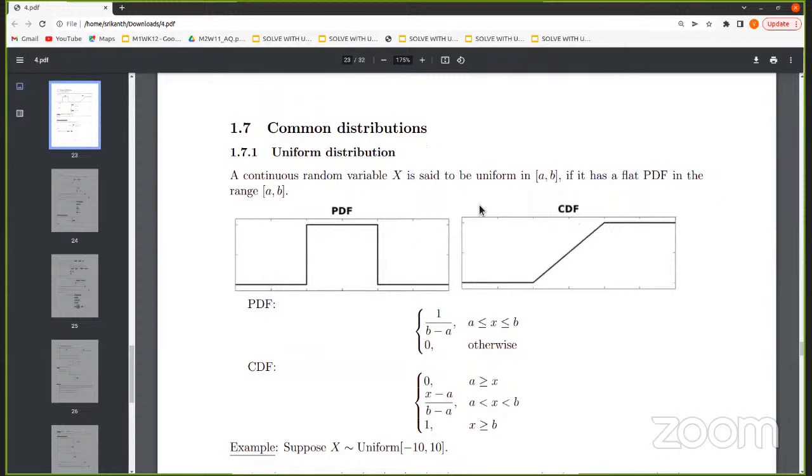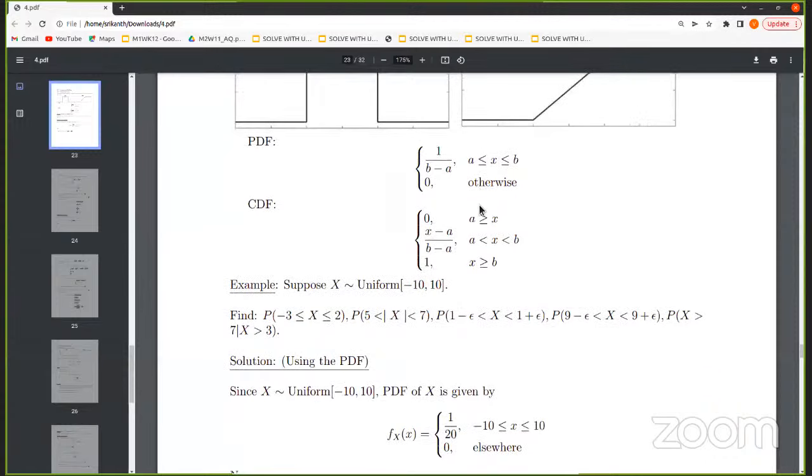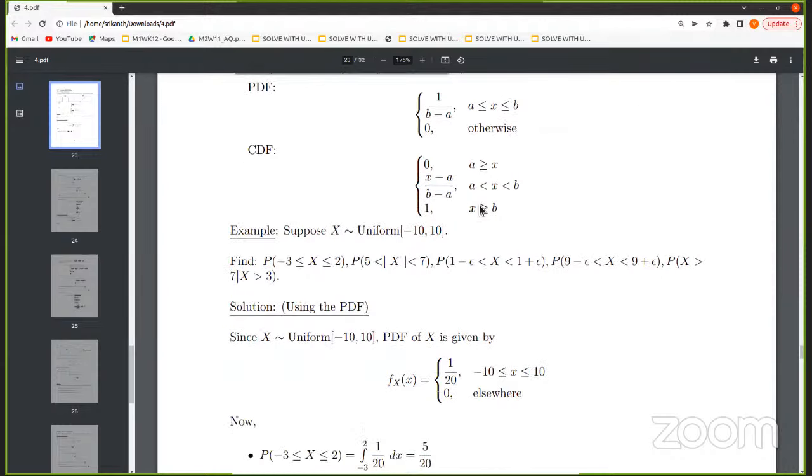We will give you the common distributions, the uniform distribution, the exponential distribution, PDF and CDF. You just have to know how to find the probabilities. If the question asks for the probability of -3 less than or equal to x less than or equal to 2, how do you find it? Do I need to explain all this?